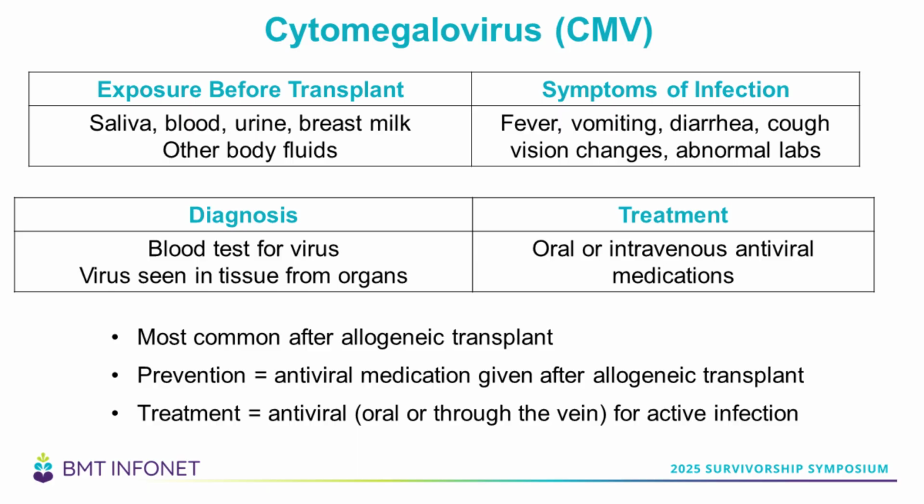So the next category type of viral infection is called Cytomegalovirus, or CMV. This is another viral infection that patients can be exposed to before transplant that can reactivate or grow inside of you after CAR T and allogeneic transplant. CMV, or cytomegalovirus infection, is quite rare after autologous transplant.